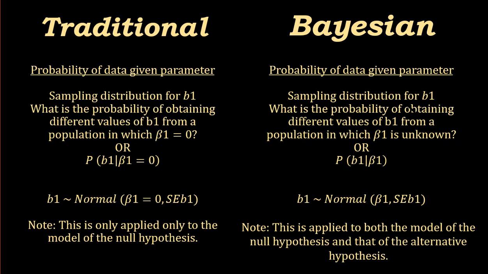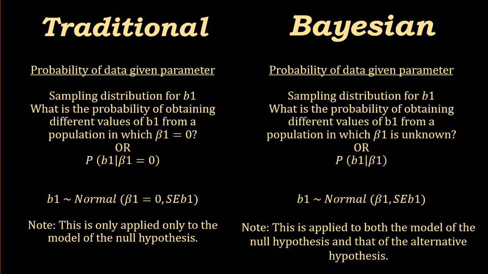What do we do in the Bayesian method? In the Bayesian method, we do the same, a sampling distribution for B1, and we want to know what is the probability of obtaining different values of B1 from a population in which beta 1 is unknown. So basically, the difference is that in the traditional method, beta 1 is fixed to 0, so we only allow one value for beta 1, whereas in the Bayesian case, we allow beta 1 to take a range of possible values.